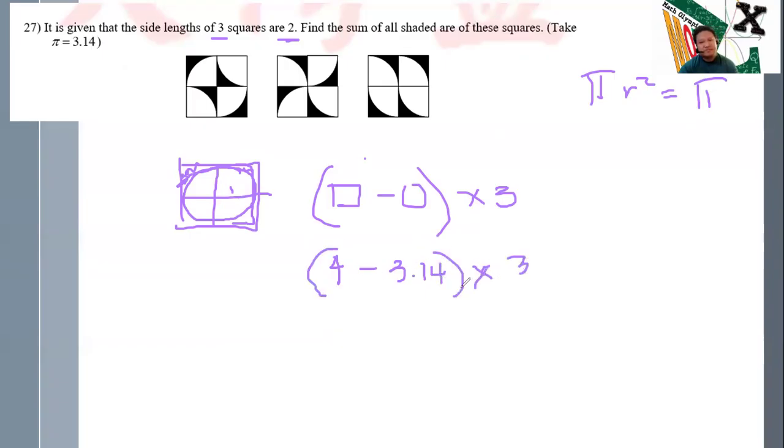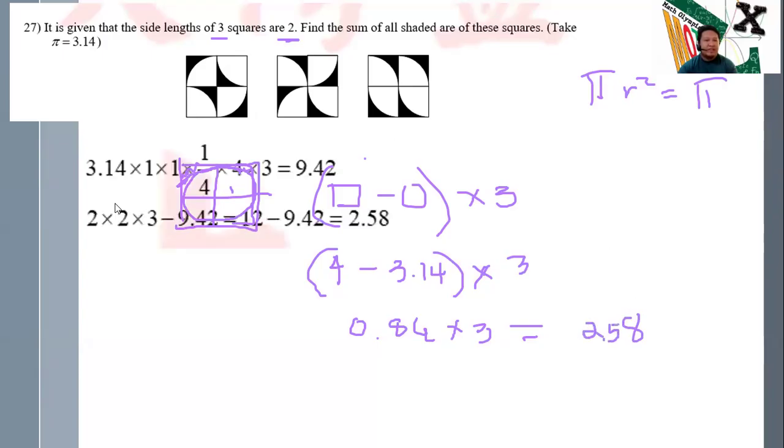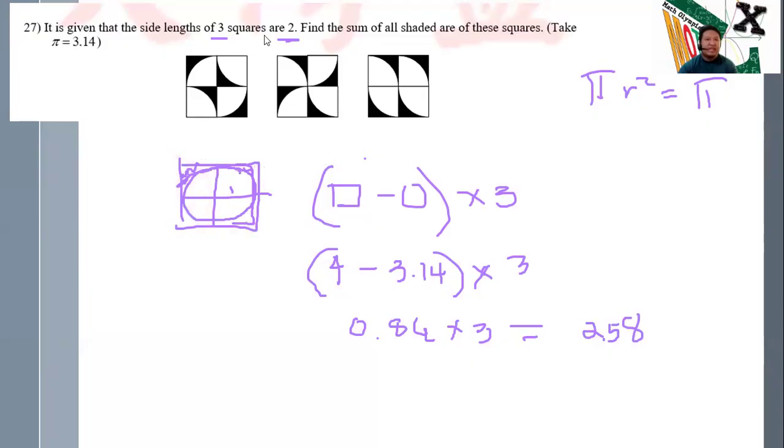So that's like what? 0.86 times 3, and that will give us what? 18 carry 1 to 2.58. The correct answer for number 27 is 2.58 units. Yeah, that's how simply we can get number 27. Any question with that one? Clarification. This is visualization only if you try to analyze it. And that's the answer for number 27.